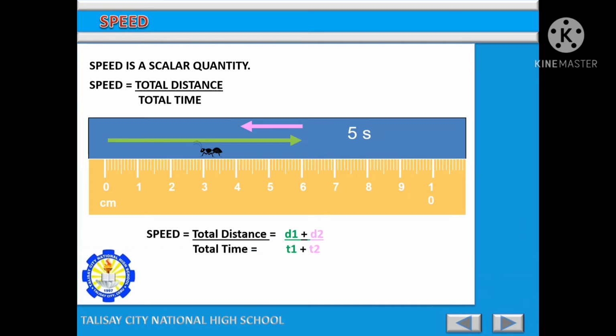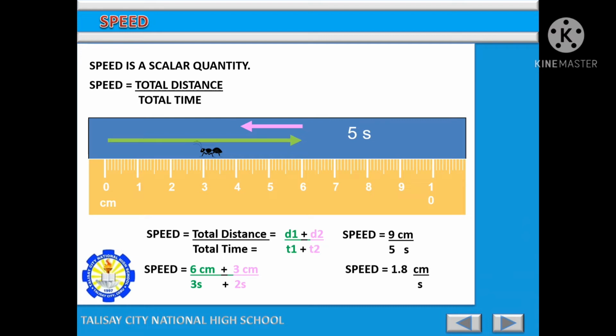Therefore, in calculating the speed of the ant, it is the total distance divided by the total time, in which distance 1, the one in green, 6 centimeters, plus distance 2, the one in pink, that's 3 centimeters, over the total time, which is time 1, the time it takes for the ant to reach distance 1, which is 3 seconds, plus time 2, the time it takes for the ant to reach distance 2, which is 2 seconds. Therefore, the speed of the ant is 6 centimeters plus 3 centimeters over 3 seconds plus 2 seconds. Therefore, the speed of the ant is 1.8 centimeters per second.